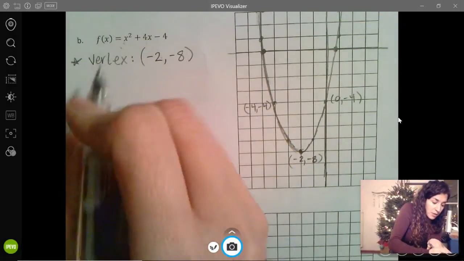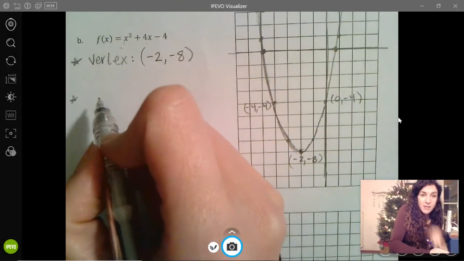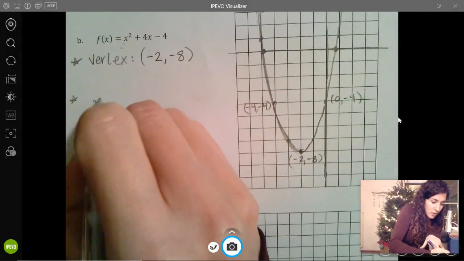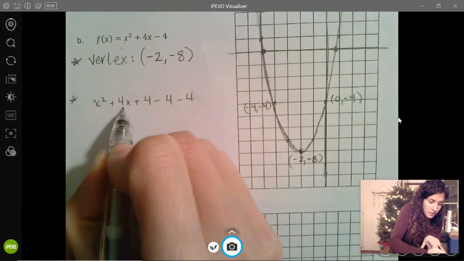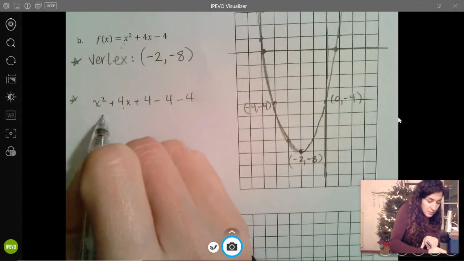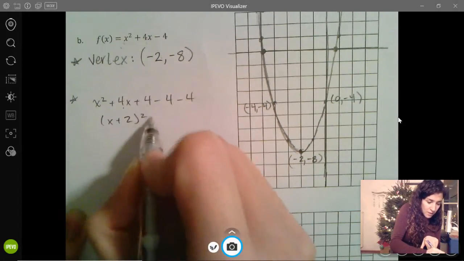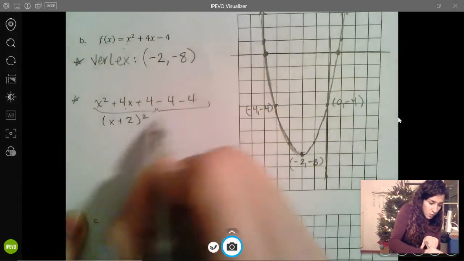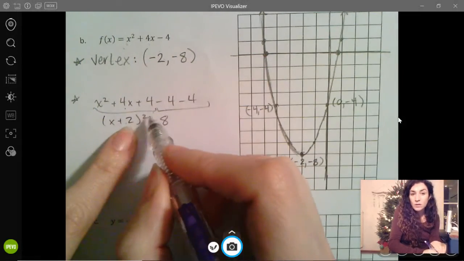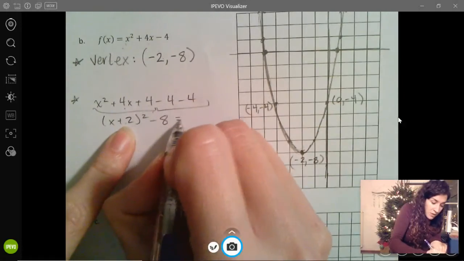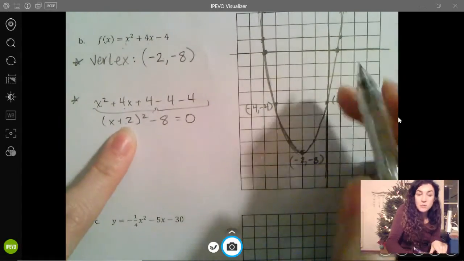So I'm going to go ahead and complete the square because I honestly find it faster because I can do it quickly. So x squared plus 4x plus 4 minus 4 minus 4. This guy halved squared is 4. So then this becomes x plus 2 squared minus 4 becomes -8. That's where our -2, -8 comes from. And then we know that finding our x-intercepts, we have to set it equal to 0.